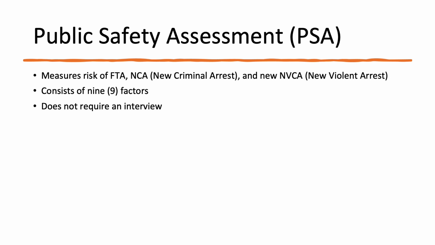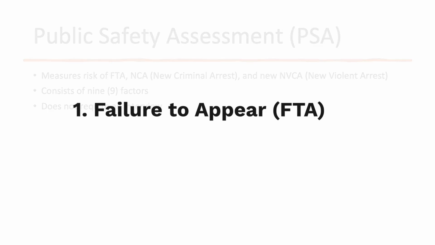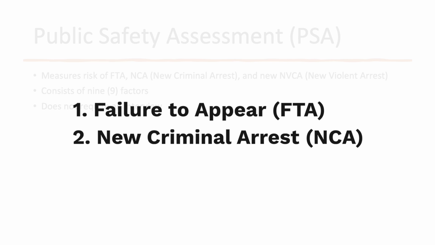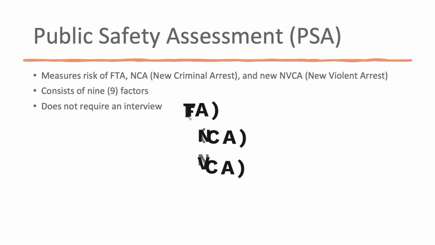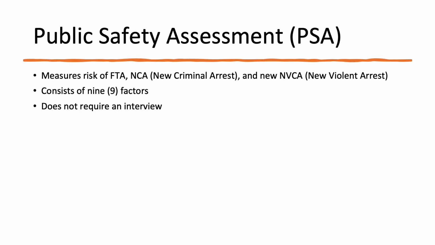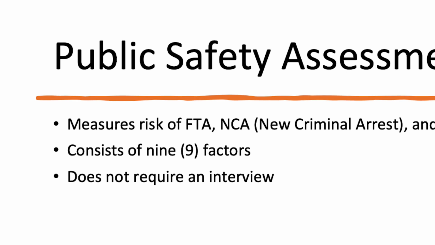Now that we have learned how the PSA was developed, let's dig a little bit deeper. We know that the PSA measures 3 things: the risk of failure to appear, the risk of new criminal arrest while a case is pending, and the risk of new violent arrest while a case is pending. We also know that the PSA consists of 9 factors and it does not require an interview. Let's hear from Mike Jones on how the PSA is scored.